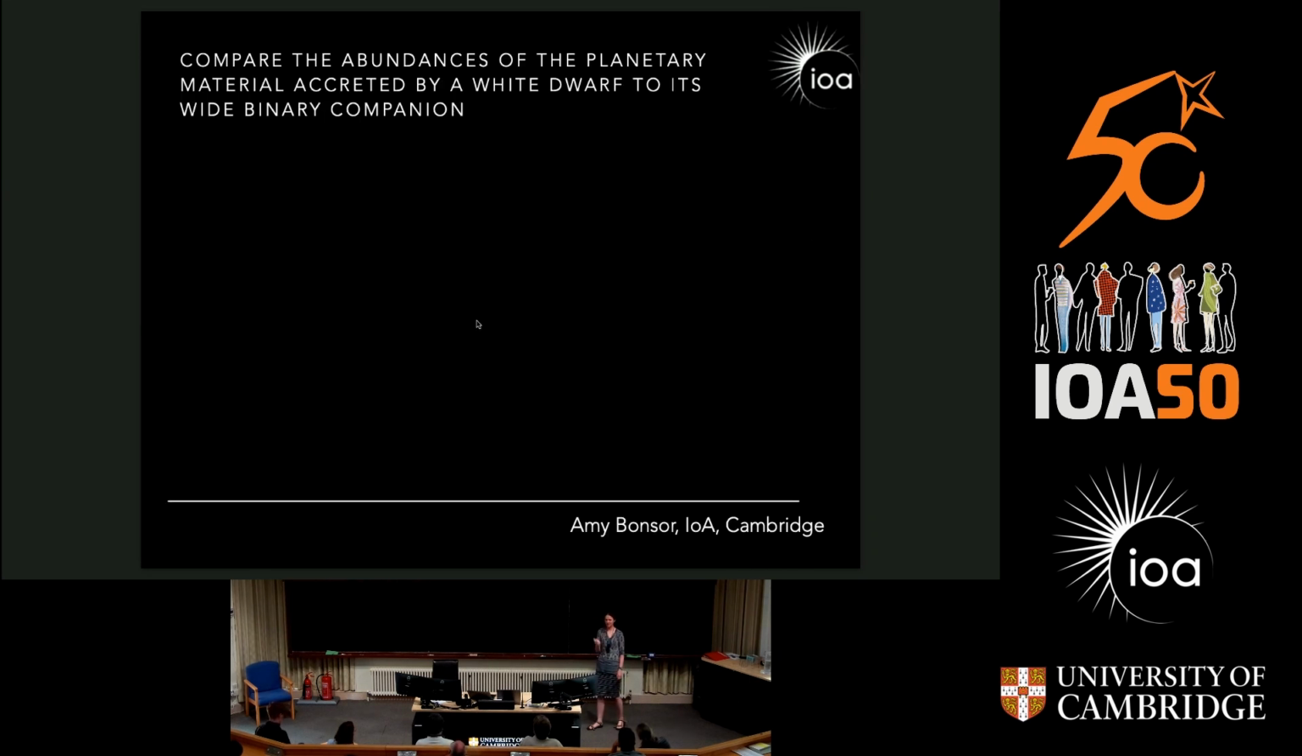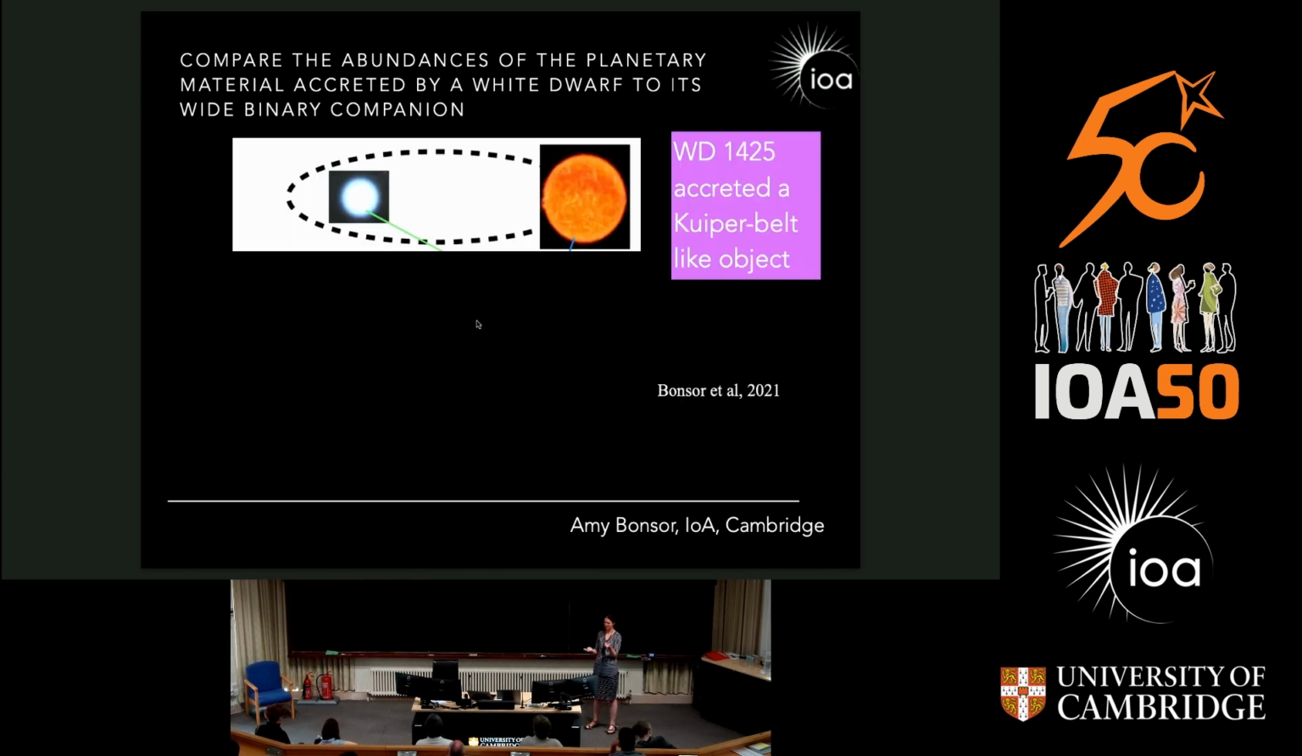Okay, so back to the binaries. What do we want to do? Well, we want to compare the abundances of the planetary material that's accreted by a white dwarf to its binary companion. We first did this a few years ago for WD1425, and this is a white dwarf that's accreted something that looks like a Kuiper belt. So this is cometary material. It's even volatile rich. There's water there. There's carbon and nitrogen detected.